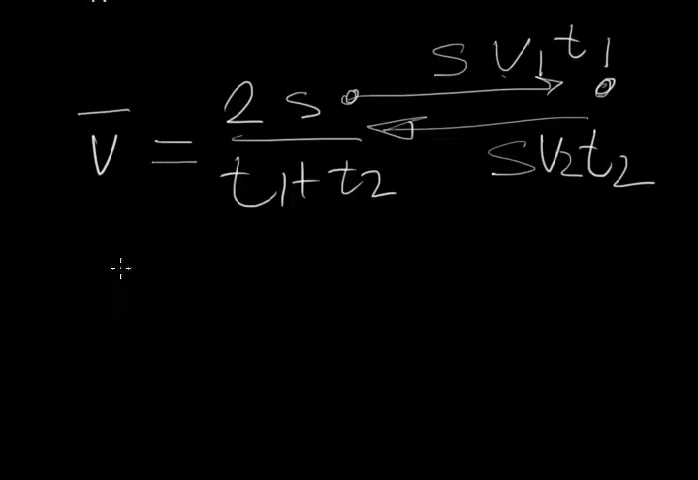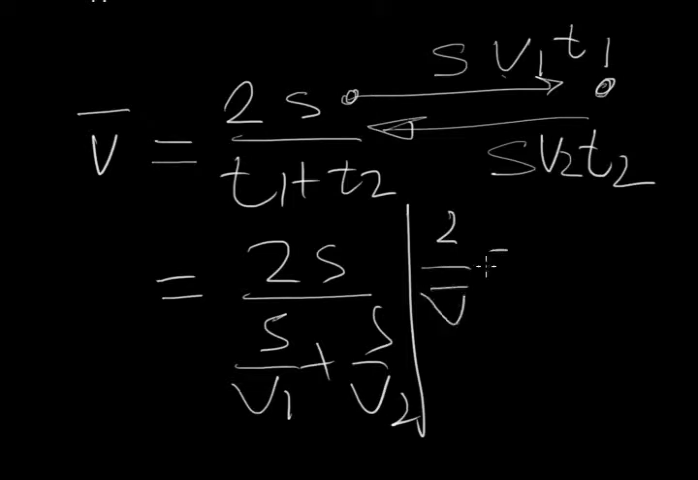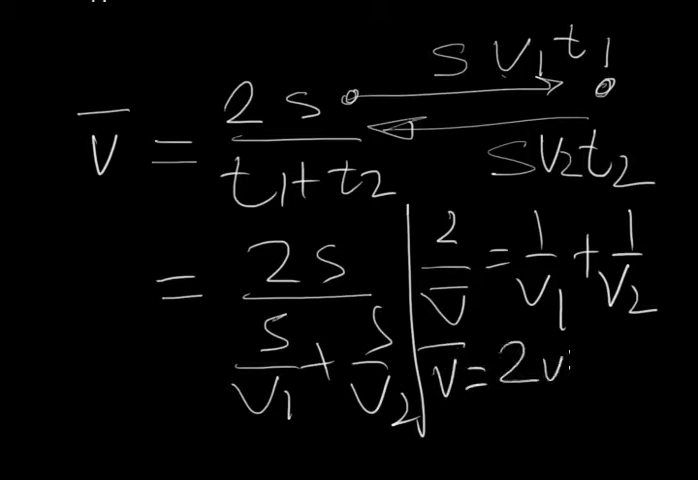So that makes the whole thing topsy-turvy here. We put it as 2s, and t can be put as s by v. So we can put it as s by v1 and s by v2. So eventually what we get is 2 by v average equals 1 by v1 plus 1 by v2. So this is the average velocity which we have: 2 v1 v2 divided by v1 plus v2.